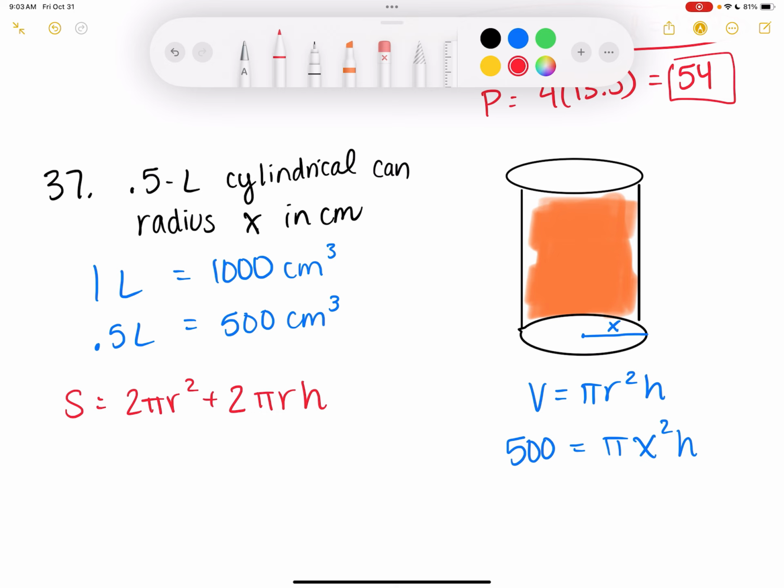So the 2 pi r squared is because pi r squared is a circle, but I have 2 circles, so I need the area of both of them. So that's where this part comes from. The 2 pi r h gives you the outside of the can going around. Now, I obviously know that r is going to be x from my equation. So I'm going to replace these with x. So I'm just going to do this.